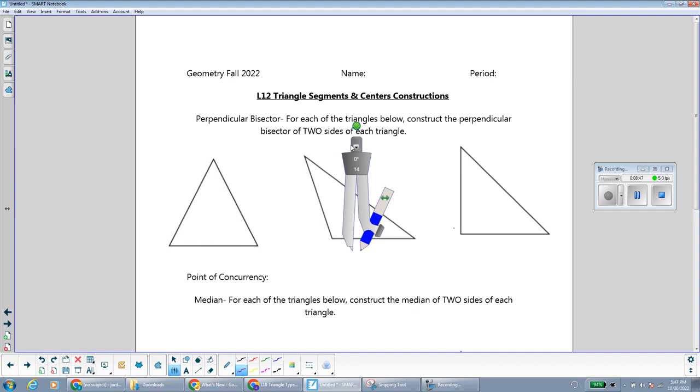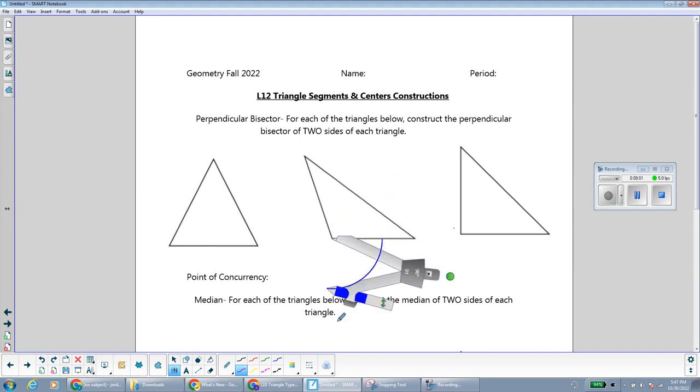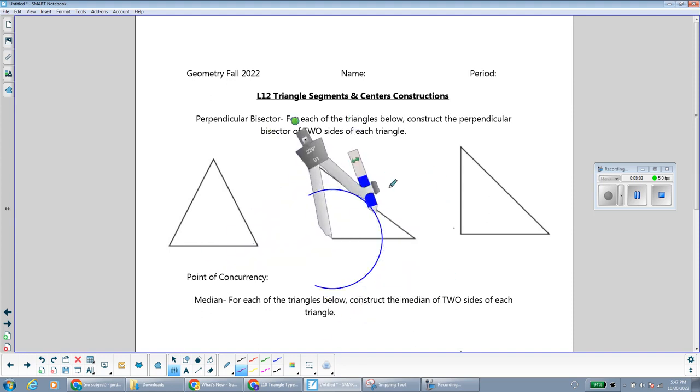So for the first triangle over here, I'm going to construct a perpendicular bisector of two sides of the triangle. So for a perpendicular bisector, I'm going to put my compass on one endpoint of the side that I'm bisecting. So I'm going to bisect this side first. I'm going to open up more than halfway. The exact distance doesn't matter. I'm going to make an arc below and an arc above.